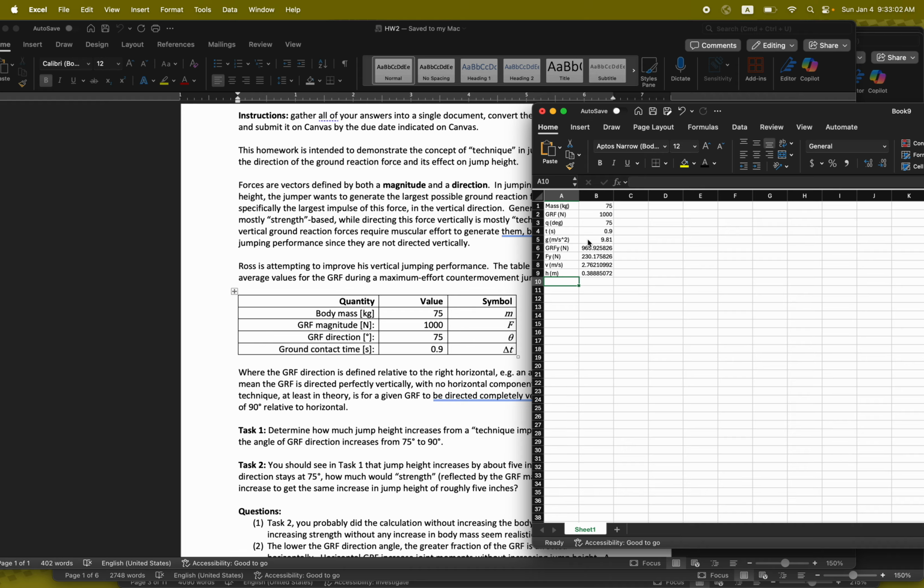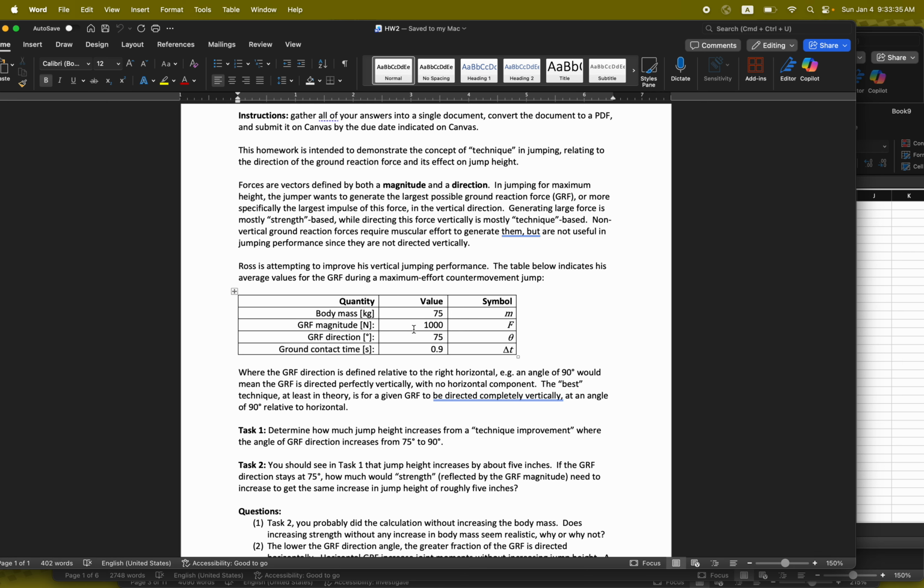So let's convert this height to inches to get it in units that we have a little bit easier time assessing and a little bit more familiar with. So take my meters, multiply by 100 to get it to centimeters, and then there's 2.54 centimeters in an inch, so divide by 2.54, and that gets me my height in inches, about 15 inches of a jump there. Okay, so that walked me through doing the calculation here to figure out how high did I jump when my ground reaction force of 1,000 newtons was pointed at an angle of 75 degrees relative to the ground.